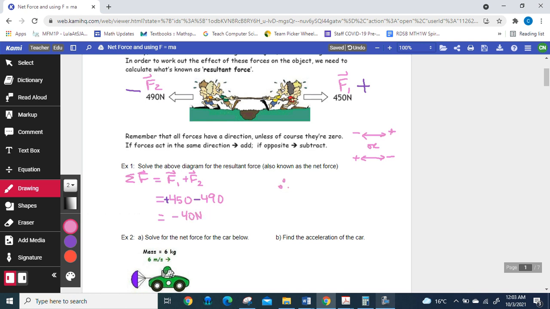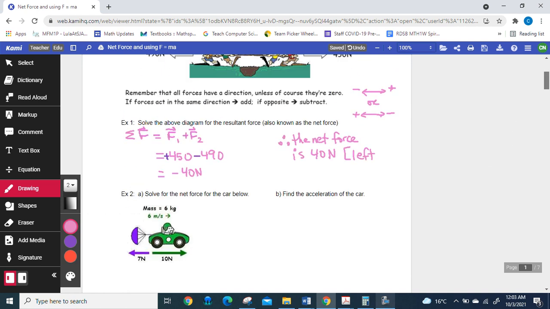And what does that mean? This is the part where you come in and you interpret. And you say, therefore, the net force is 40 newtons. Minus means, oh, this direction. So that would mean 40 newtons left. Good. All right. Let's solve for the net force for the car below.